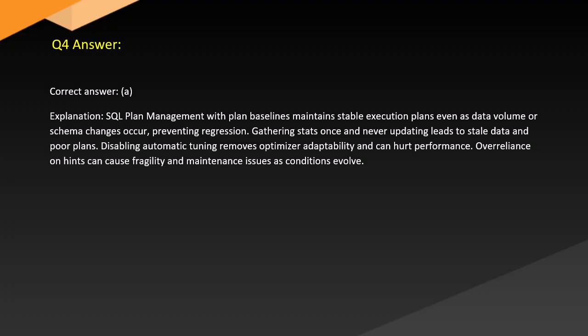Answer. Correct answer: A. Explanation. SQL plan management with plan baselines maintains stable execution plans even as data volume or schema changes occur, preventing regression. Gathering stats once and never updating leads to stale data and poor plans. Disabling automatic tuning removes optimizer adaptability and can hurt performance. Over-reliance on hints can cause fragility and maintenance issues as conditions evolve.